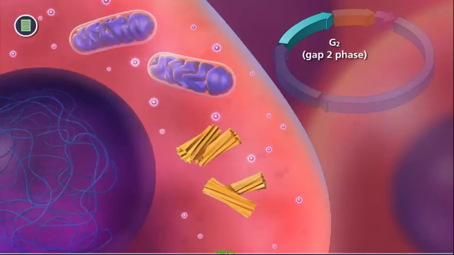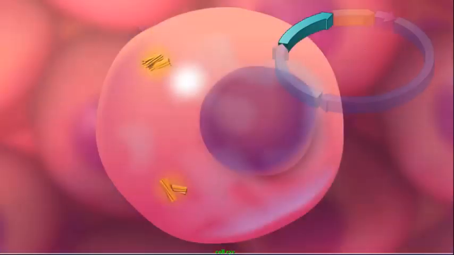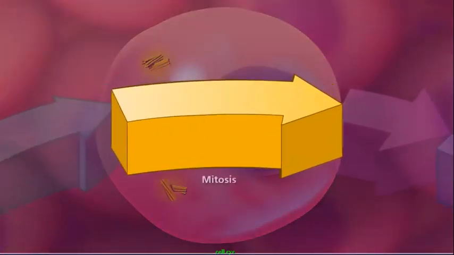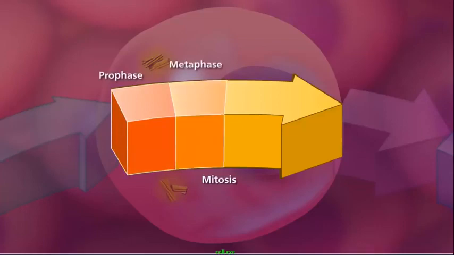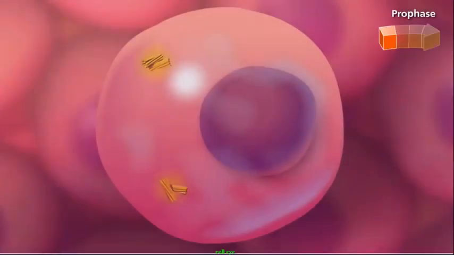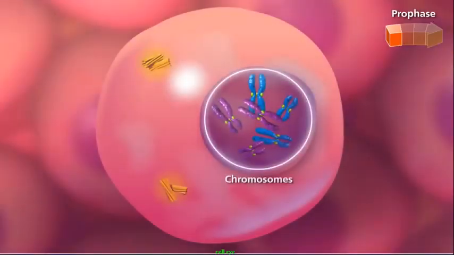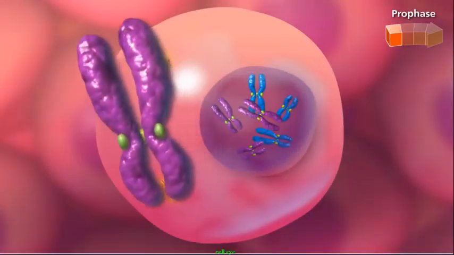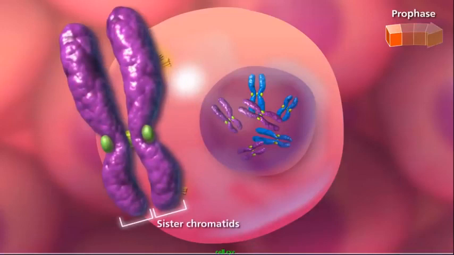Most eukaryotic cells spend a great deal of time in interphase and a very short period of time actually dividing, a process called mitosis. The cell is now ready to go through mitosis, which consists of prophase, metaphase, anaphase, and telophase. During prophase, the chromosomes condense and become visible, appearing as two sister chromatids held together at the centromere.